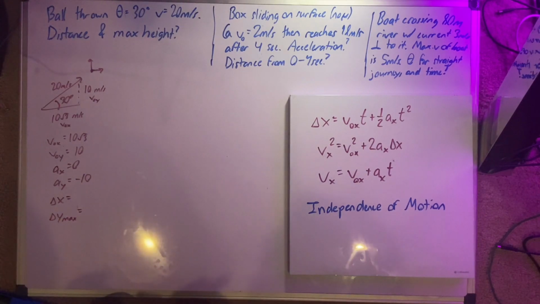We want to know our distance and our max height. So let's solve first for the distance. If we were trying to solve for distance, the first thing we would need to do is figure out how much time this thing is in the air for.